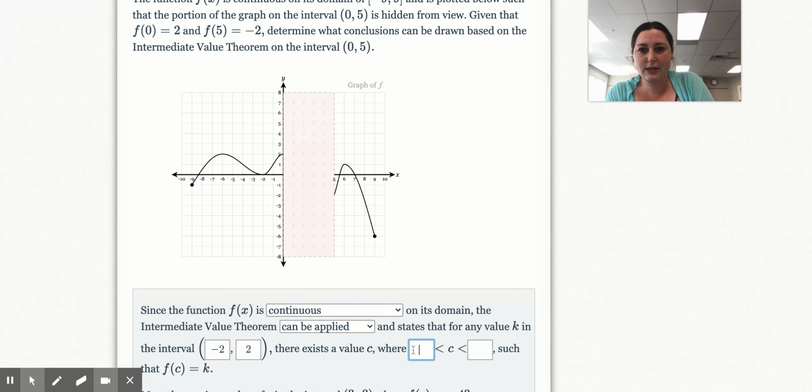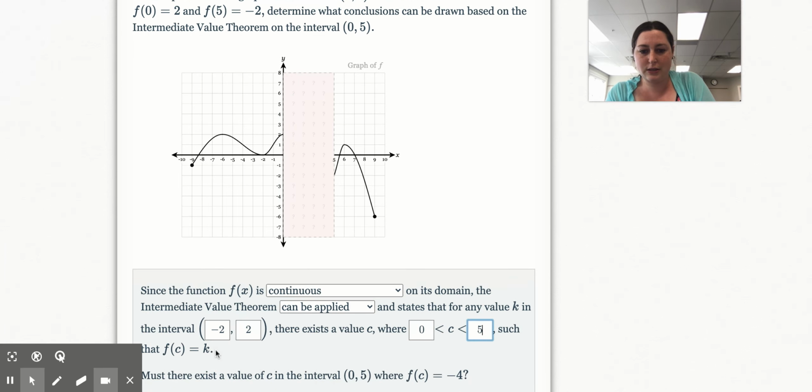There exists a c between the x values, so 0 and 5, such that f of c is k, right? So for every y value between -2 and 2, there's some value c between 0 and 5 that has that y value.